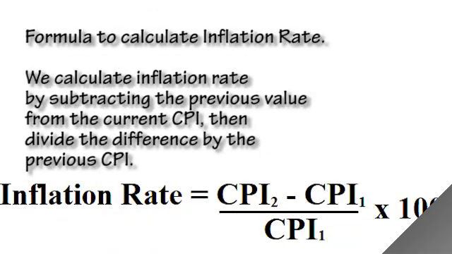The formula to calculate the inflation rate is as follows: CPI of the current year minus CPI of the previous year, divided by the CPI of the previous year, multiplied by 100.